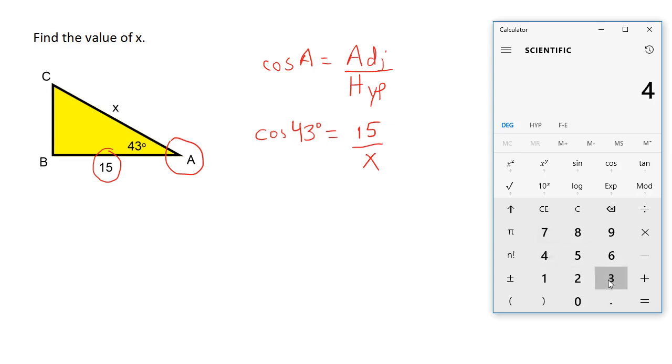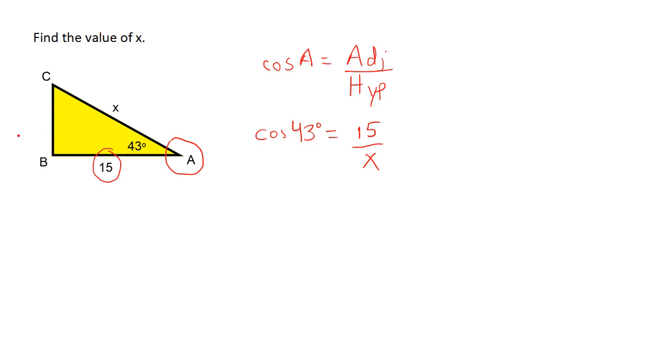So I'm going to type in 43 and hit our cosine button. And you can see with 4 decimal places it's 0.7314. That 3 would round up to a 4 because the next number is a 5. So cos 43 is 0.7314. And that's equal to 15 divided by x.